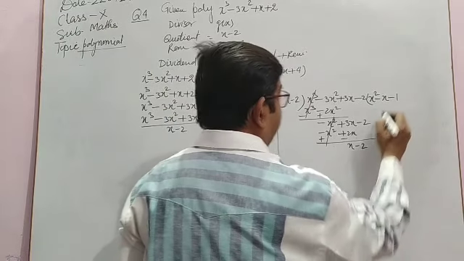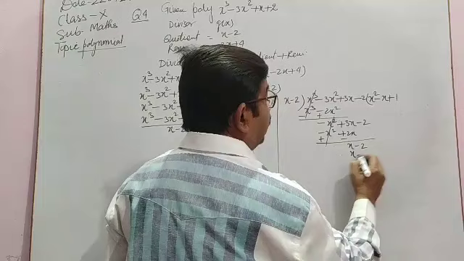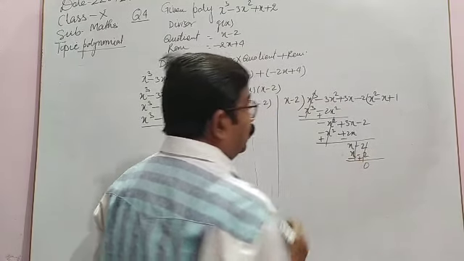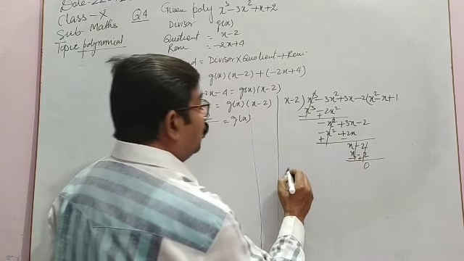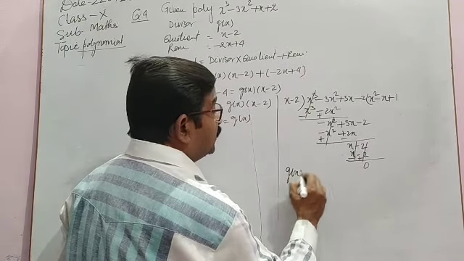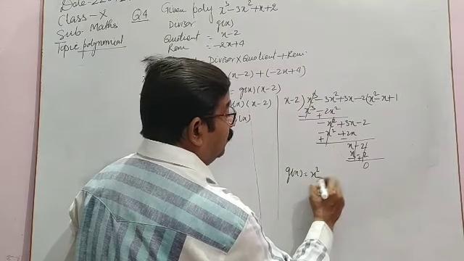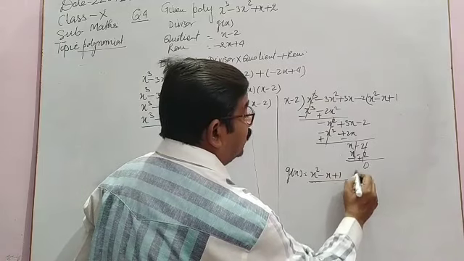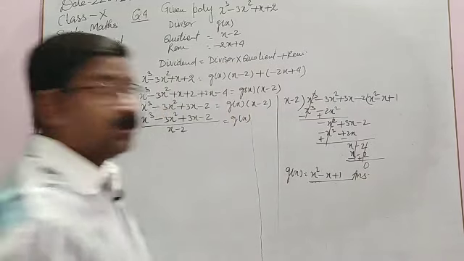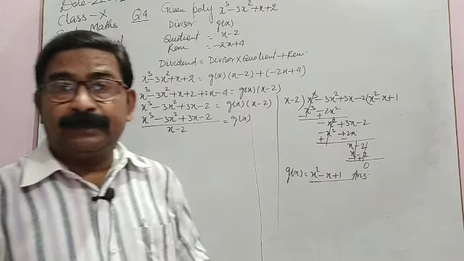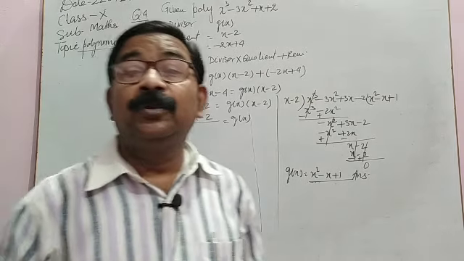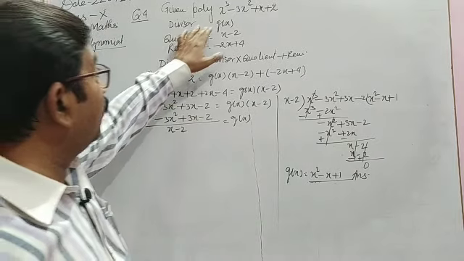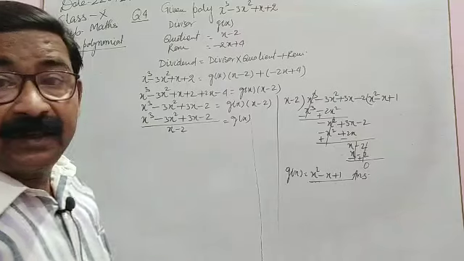So 1 time, plus 1 time, so x minus 2. Change the sign. This will go, 0. The remainder becomes 0. So what is the value of g(x)? g(x) is x square minus x plus 1. This is the answer of this question. Is it okay? It means you can find the value of the divisor by this method. Clear?